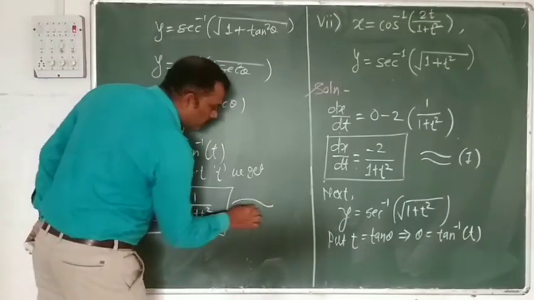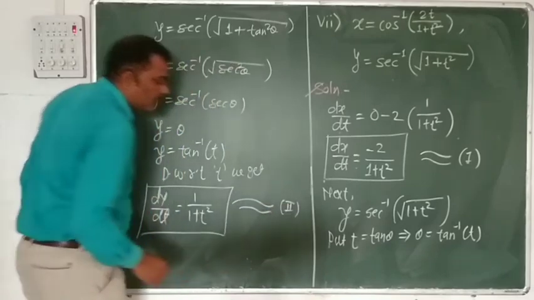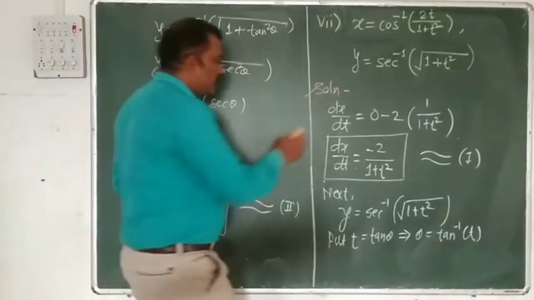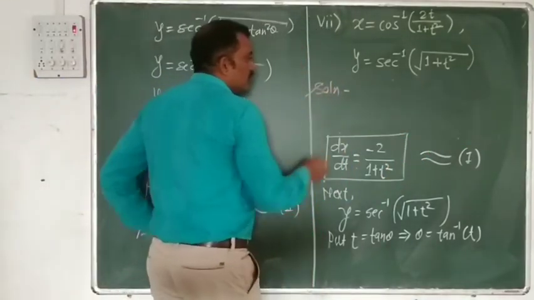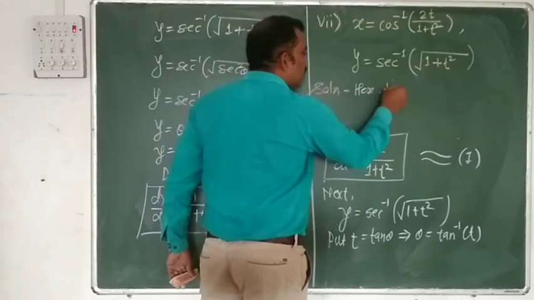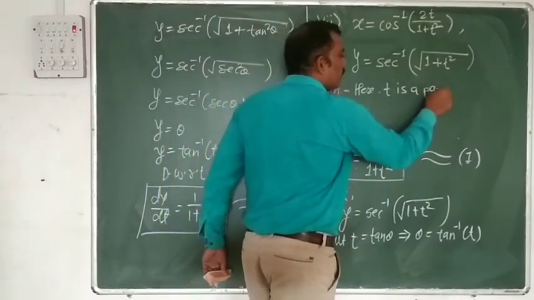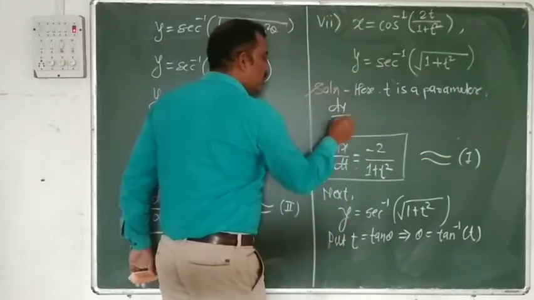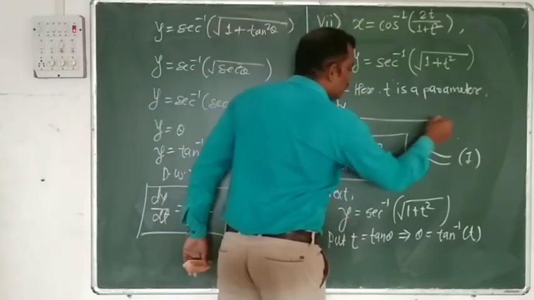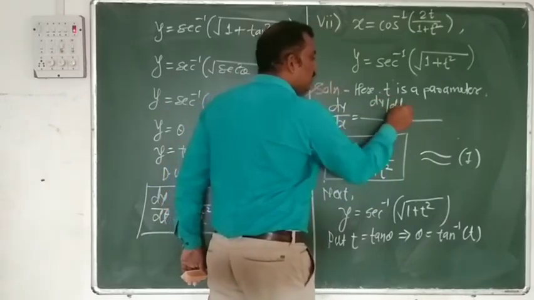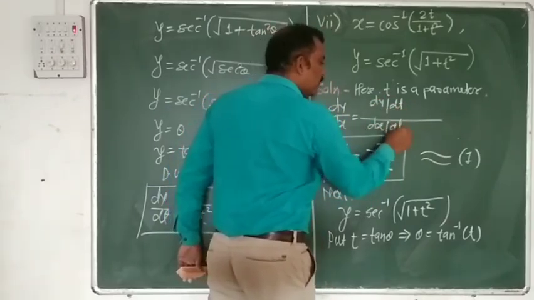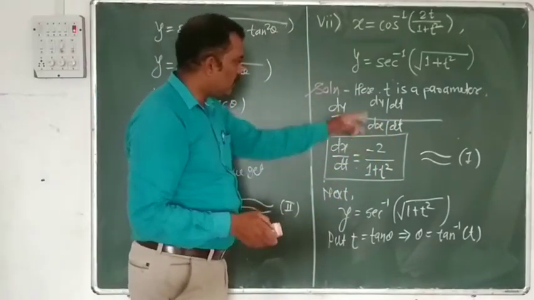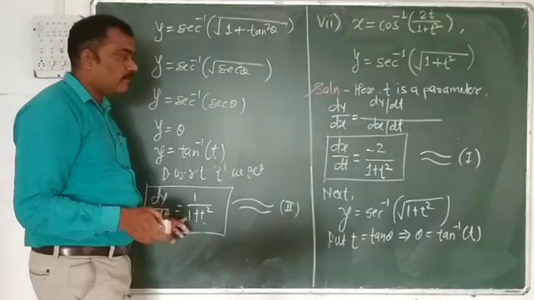Suppose that we have to give the number as a second. Here t is a parameter, so that we can write dy by dx is equal to dy by dt divided by dx by dt. This is nothing but the dx by dt. We have to substitute in the denominator. In the numerator, we have to put 1 upon 1 plus t square.